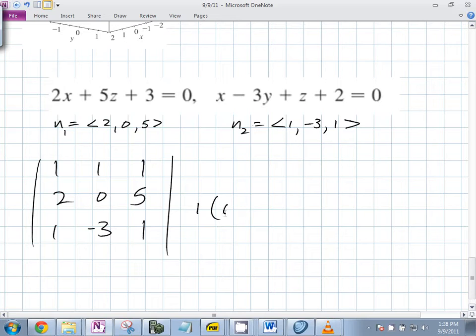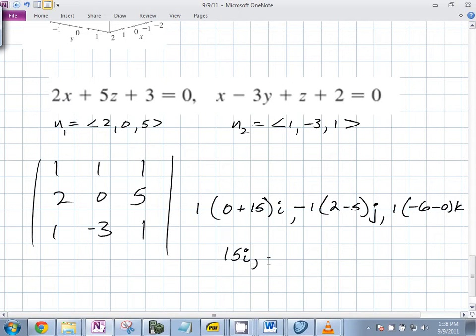1 times 0 plus 15 i minus negative 1. What is it? It's going to be 2 minus 5 j and negative 6 minus 0. Okay, right? So what do we end up with? 15i, comma what? 3j? Yeah, 3j and what? Negative 6. Okay, so that's the direction vector, right?